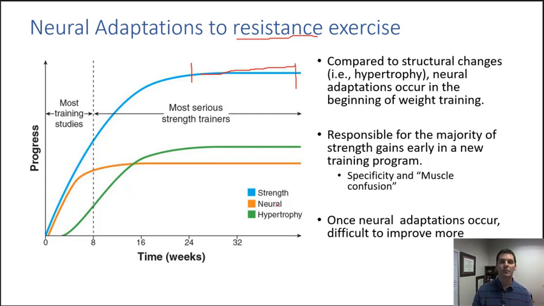There's no improvements in size or anything like that. But what it's telling us is that we learned to be able to do that lift with our right leg. We were able to make small changes to the motor program that made it more efficient, and we were able to do the lift, and therefore we see improvements in strength.